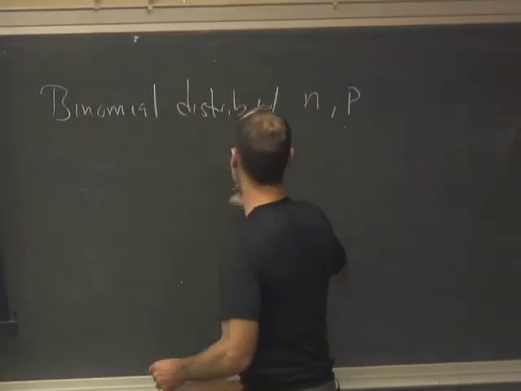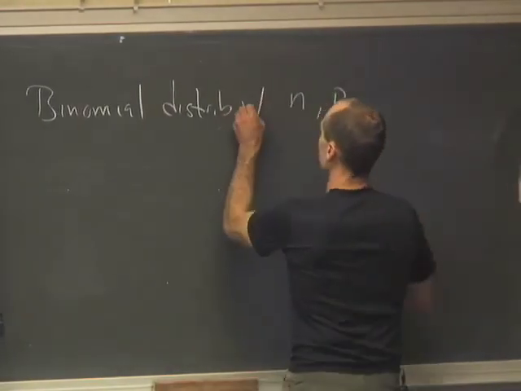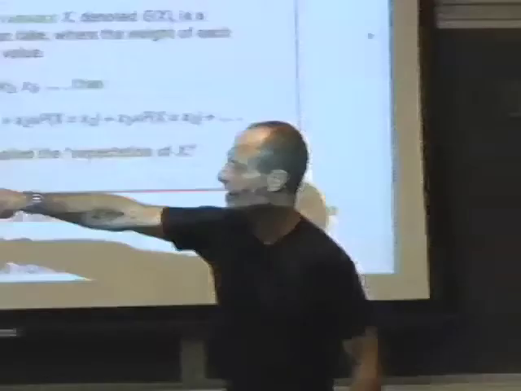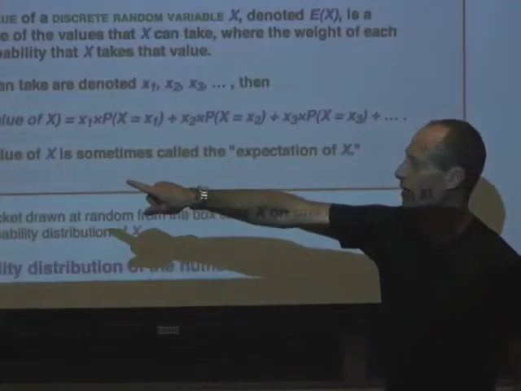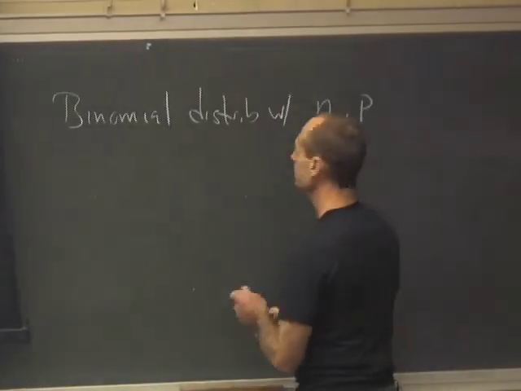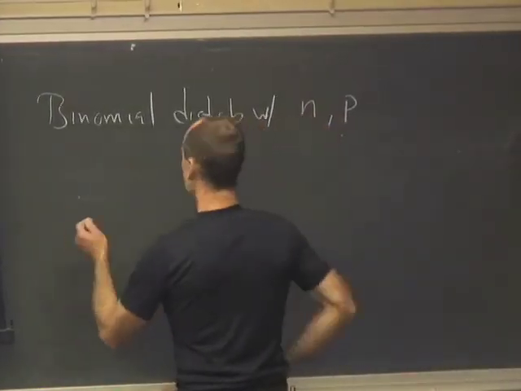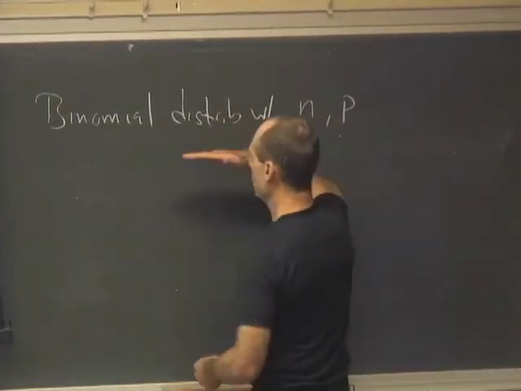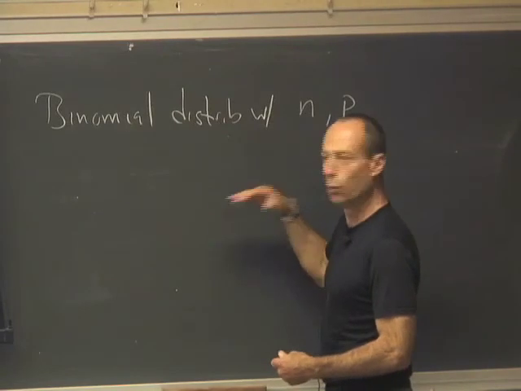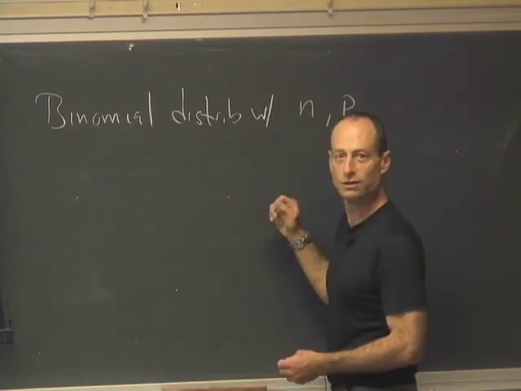Okay, so suppose we have a random variable that has a binomial distribution with parameters n and p. That is, it's like the sum of the labels on little n draws with replacement from that 0, 1 box. Okay, so what's the expected value? It would be the sum of the possible values times the probabilities of those values.